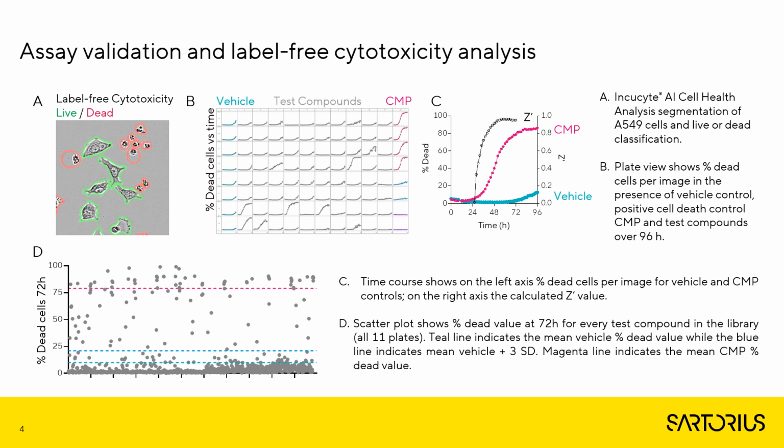We also looked at assay robustness and we calculated the Z prime value using control data. This showed that the Z prime increased over time and reached a maximal plateau between 48 and 72 hours. If we look at the endpoint data shown here in D, this displays the percentage of cell death for all compounds at 72 hours. And this really enables rapid identification of the cytotoxic hits within the screen.